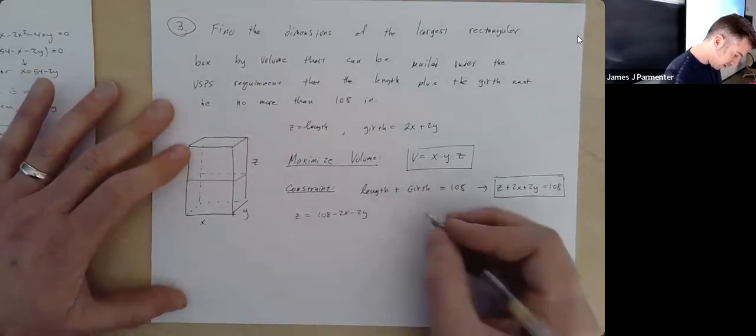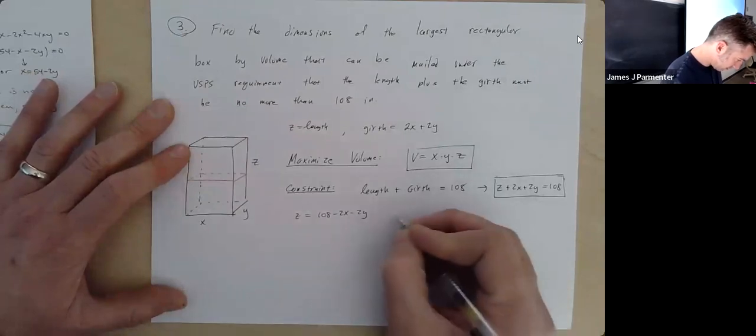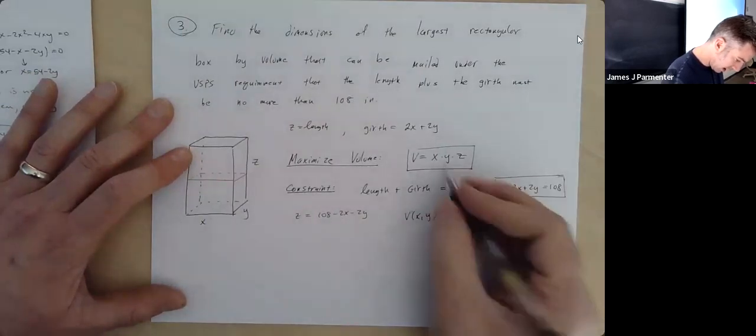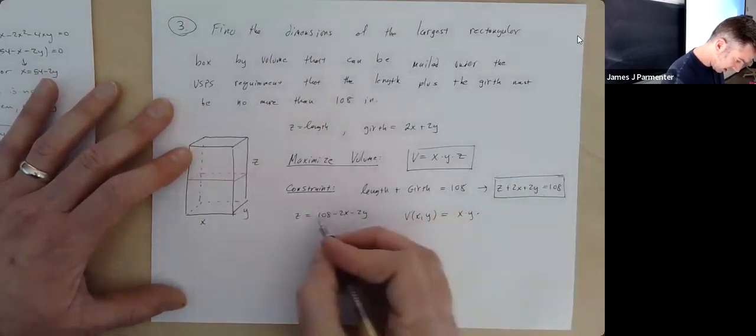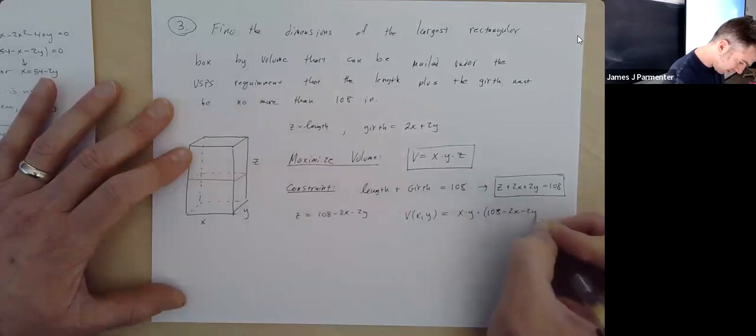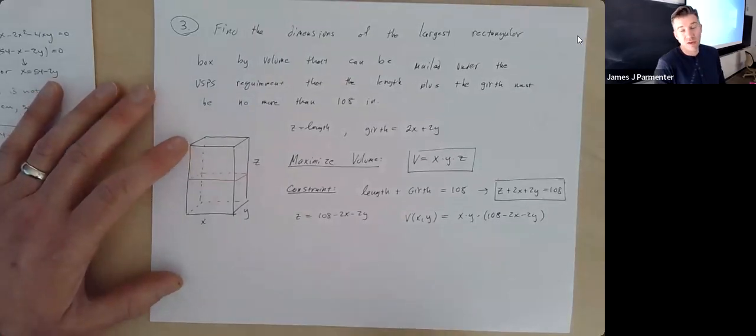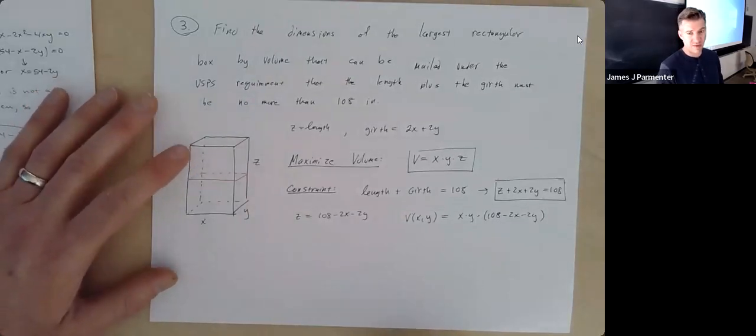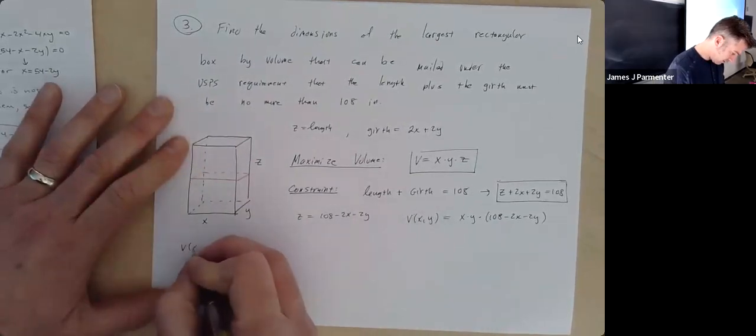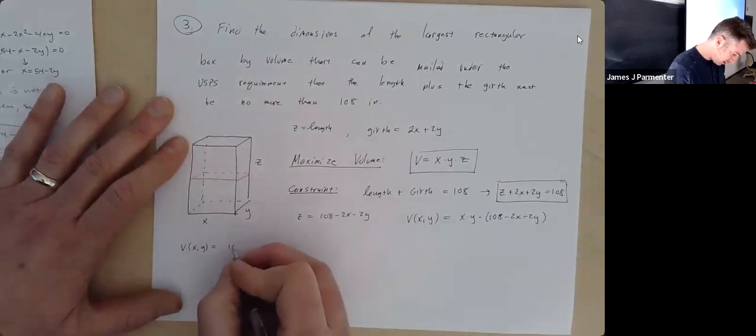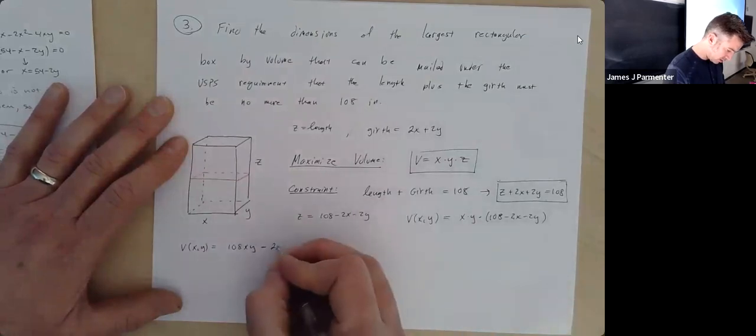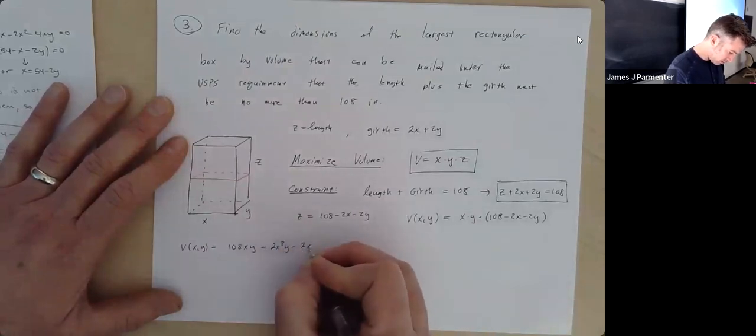So our new volume, as a function of X and Y, is X times Y times 108 minus 2X minus 2Y. You could use a product rule to take the derivative of this, but we shouldn't. It's way easier just to multiply it out. So our volume as a function of X and Y is 108XY minus 2X times XY, which is 2X squared Y, minus 2XY squared.